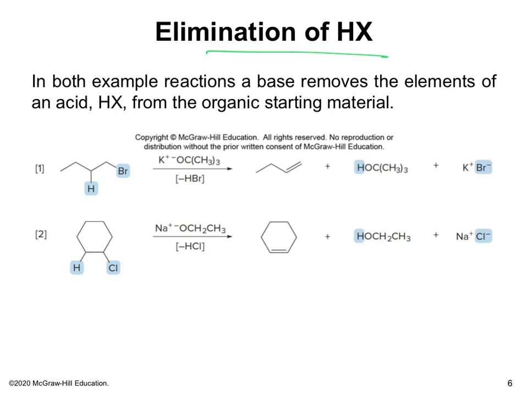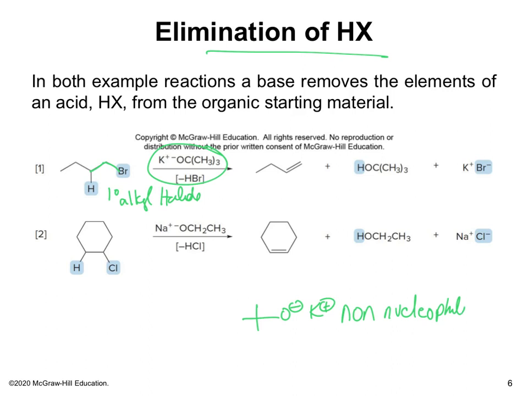So once again, you still want to look at your substrate here, and you'll see that this is a primary alkyl halide. But what you'll learn here is this is potassium tert-butoxide. This is a bulky base. Okay, so this is non-nucleophilic. So this is going to act as a base only because it's so sterically hindered.